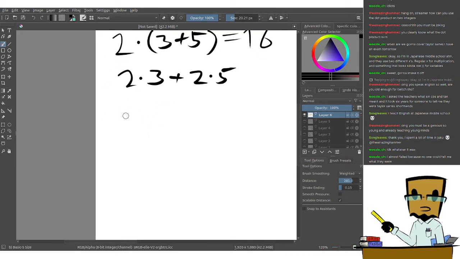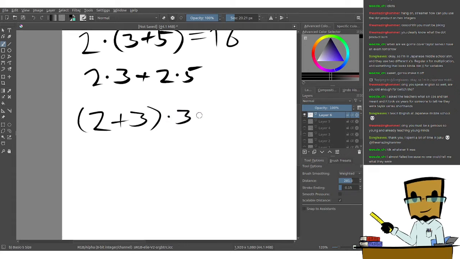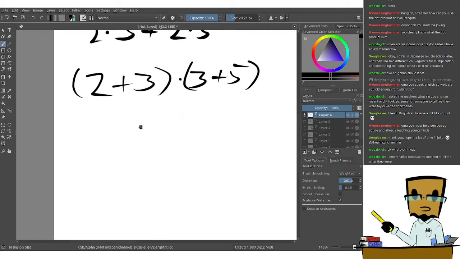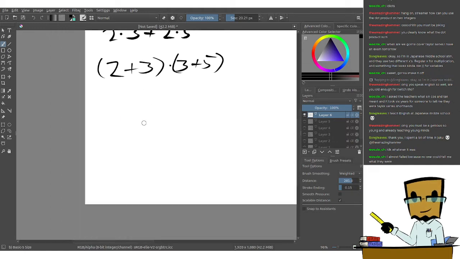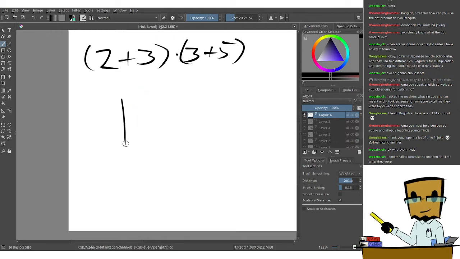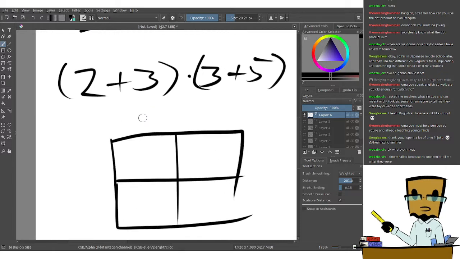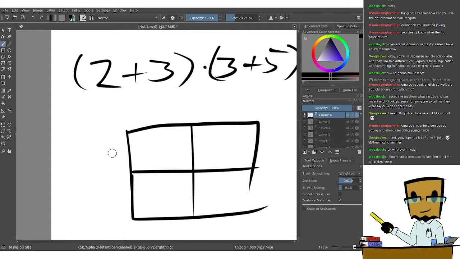Now, let's get crazy. Two plus three, times three plus five. Now this is when it gets fun. So we're using all whole numbers because it's much easier to teach with, at least for an example, because you get a concrete answer right away. And this is where the square came in. It is going to come in handy.